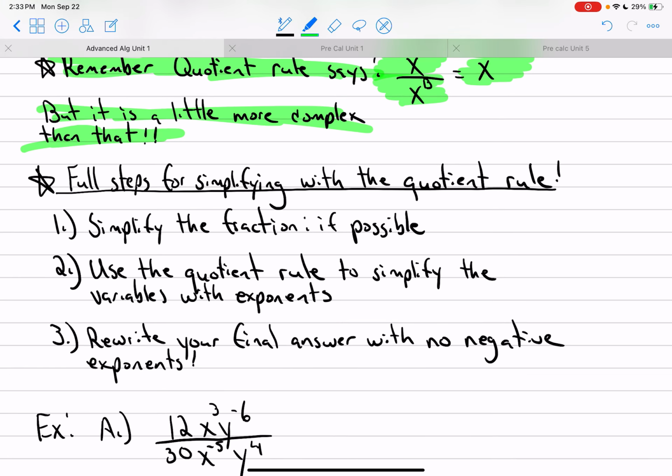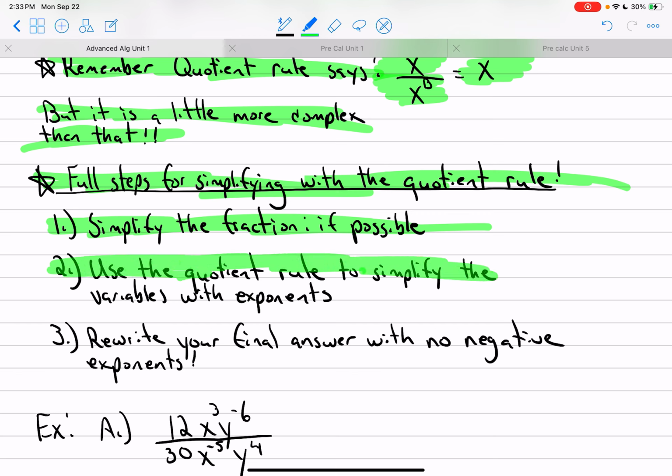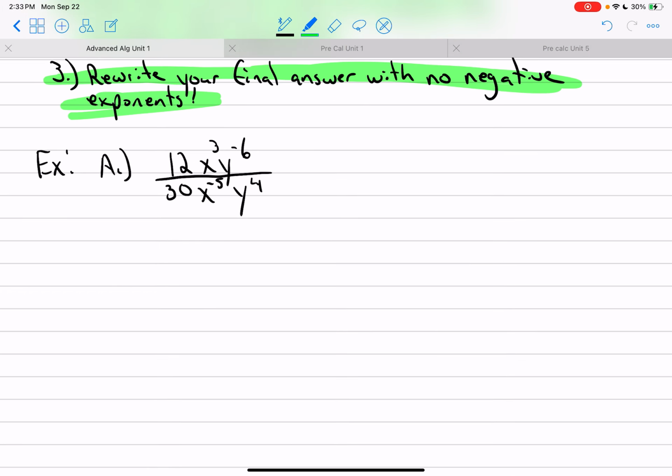The full steps for simplifying with the quotient rule are as follows. 1, if you have a regular fraction, simplify that if you can. 2, use the quotient rule to simplify the variables with the exponents, the x to the a divided by x to the b part, and you subtract them. 3, rewrite your final answer with no negative exponents. So let's just do a couple examples using those. I think y'all will get this.